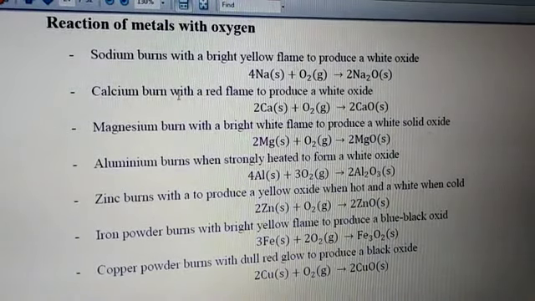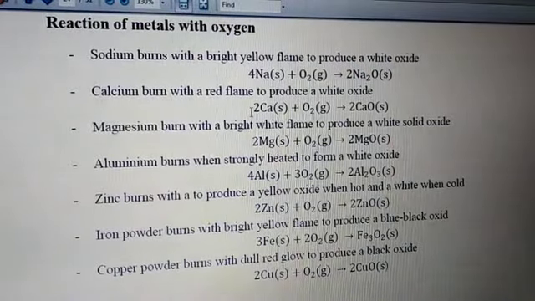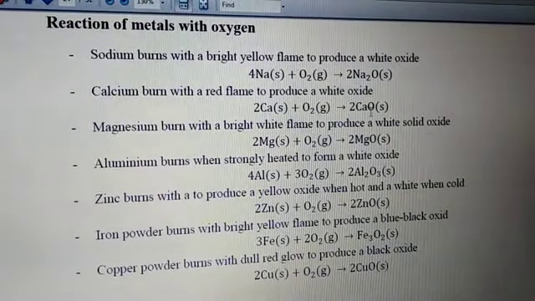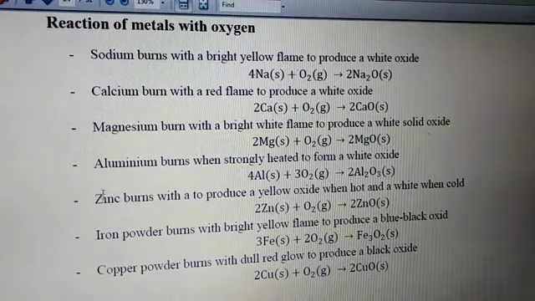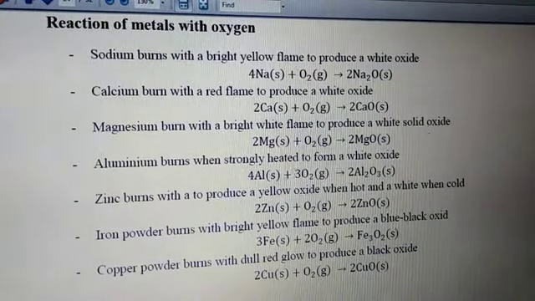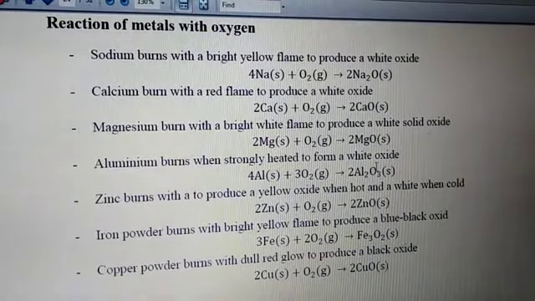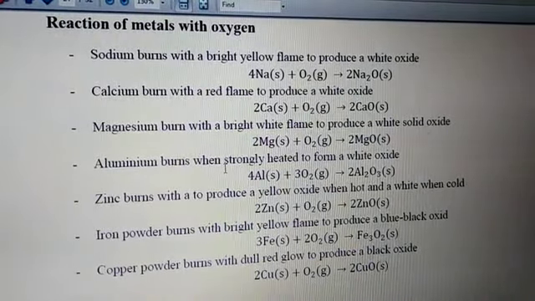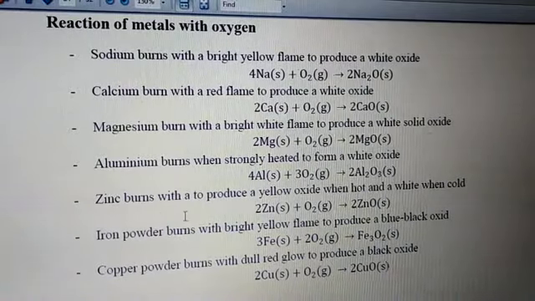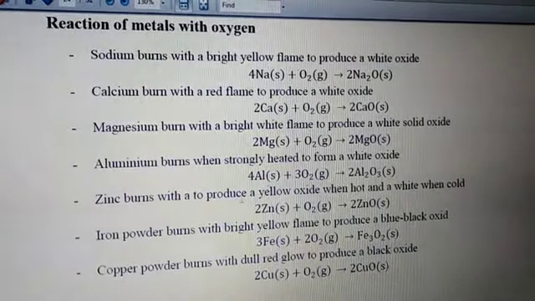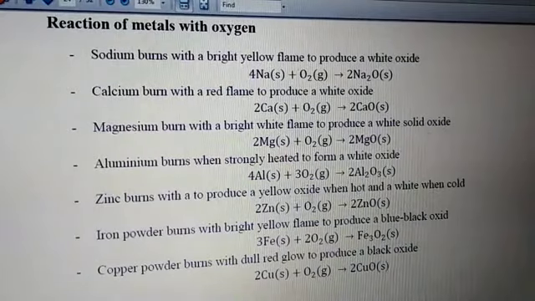Calcium will burn with a red flame to produce a white oxide. Magnesium will burn with a bright white flame to produce a white solid oxide. Aluminium burns when strongly heated to form a white oxide, and doesn't have any color when burning. Zinc burns with a yellow flame to produce a yellow oxide when hot, white when cold.